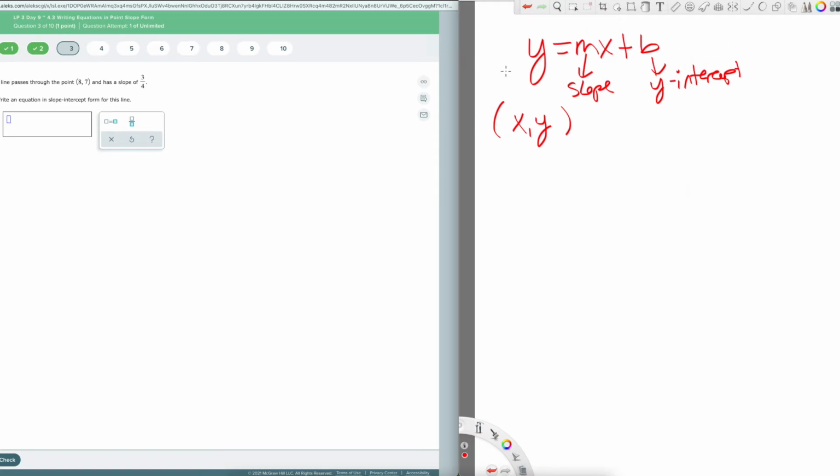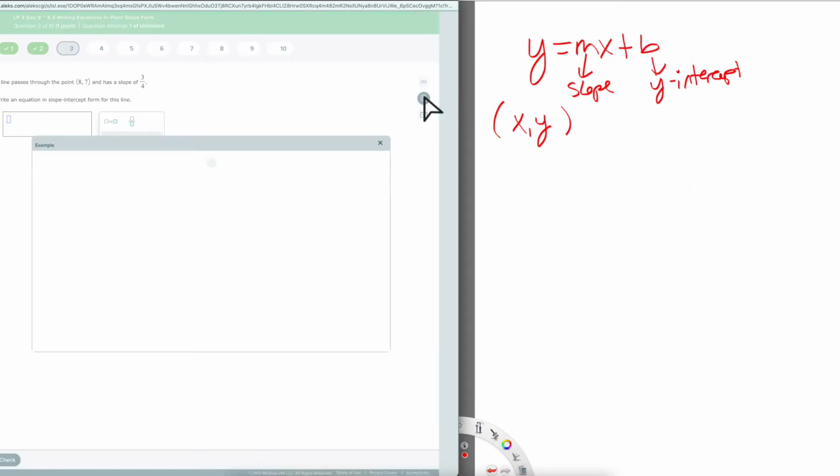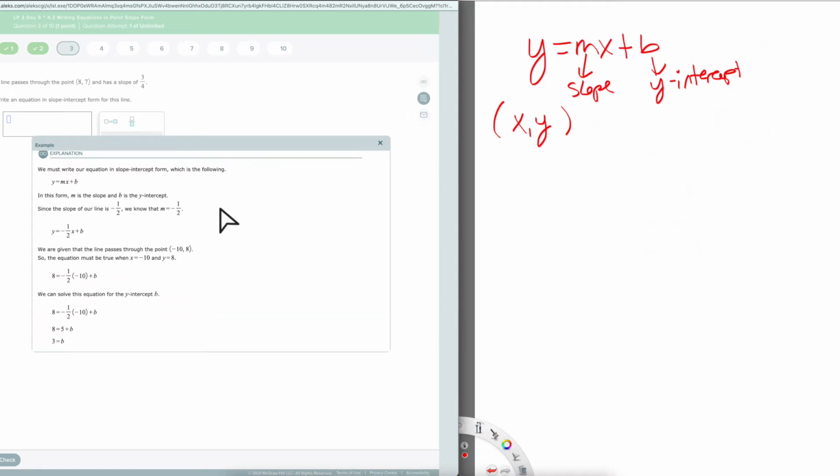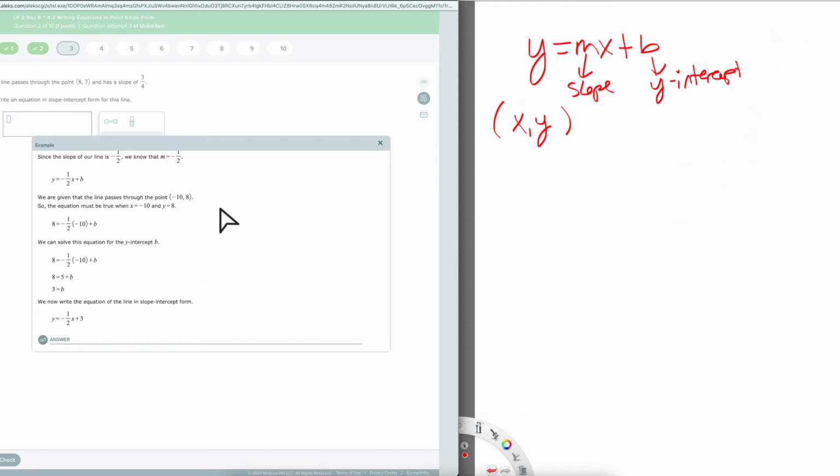Now, this whole assignment is called point slope form. So we're going to be introduced to a new type of equation. Similar pieces, but now we're going to have a point and a slope. So if we go in here, they're still having us do it this way. So I'm going to show you how to do it this way with this one. And then on the next screen, I believe we're going to jump into point slope.